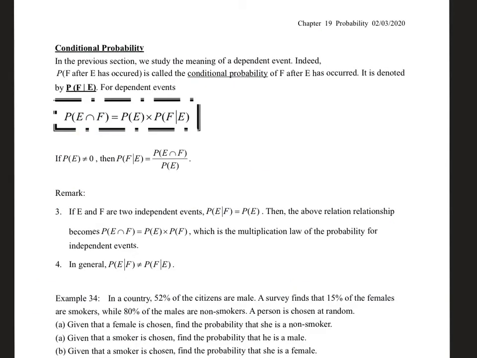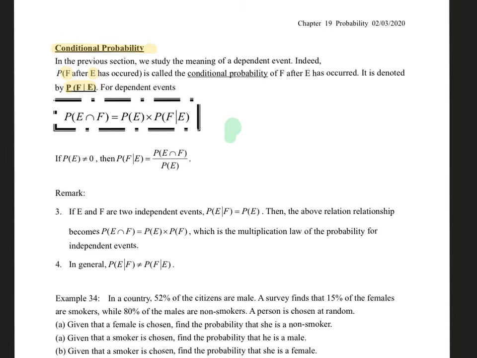After you have a better understanding of dependent events, we come to the last and the most difficult part, called conditional probability. It is talking about two events, one occurring after the other. Normally we have E first, and the second one F, so we call F after E has occurred, with the symbol P(F given E).